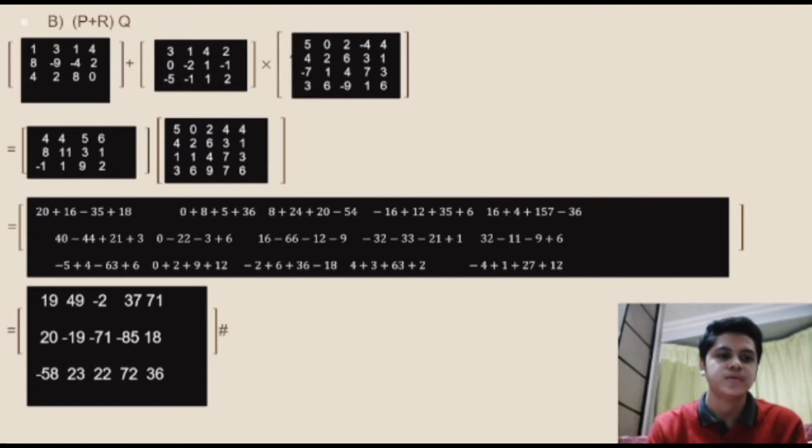And the first row and the answer of the P plus R multiplied by Q is 19, 49, -2, 37, and 71. The second row for the last answer in P plus R multiplied by Q is 20, -19, -71, -85, 18. And the last is the negative 58, 23, 22, 72, and 36. That's all for the problem 1, the conclusion of the answer of the problem 1.